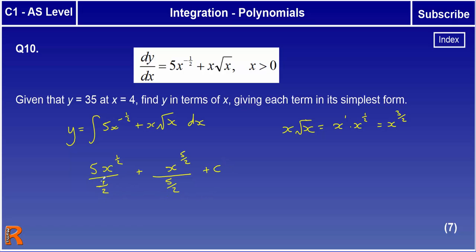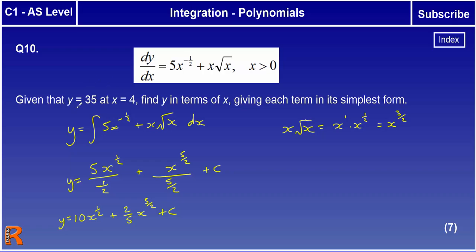Okay, so when we're dividing by the fraction, we are multiplying by its reciprocal. The reciprocal of a half is just 2, so we're actually just timesing that by 2. So we need 10x to the half. y equals this, y equals that. This one, we are dividing by 5/2, so we need to times by 2/5. So we need to put 2/5 x to the 5/2. And we've got our constant.